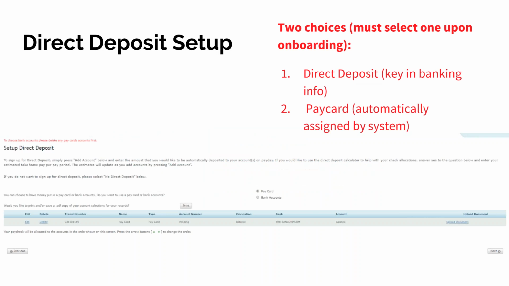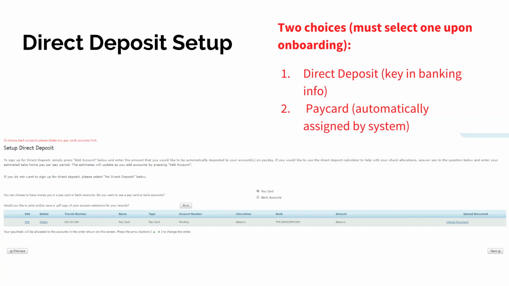Remember, we should only give our employees two choices. So that should be direct deposit or pay card. So we do not want to do paper checks anymore. So we're going paperless. Direct deposit and pay card are the only options. If they want direct deposit, we'll select the bank account option and type in the banking account information. If they want a pay card, when you select pay card, it'll be assigned by the system and no other information will have to be submitted. And then we'll select next.